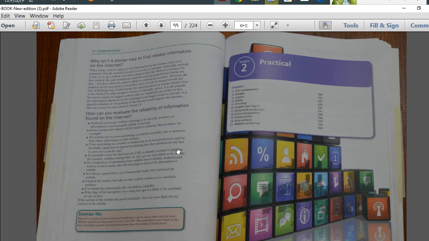Here we have finished the first part of this book. Then we will move to the practical part of this book.